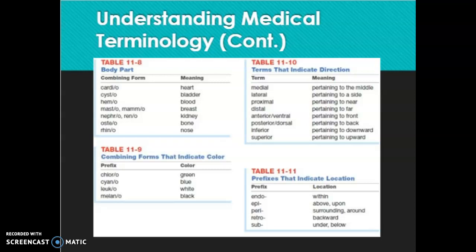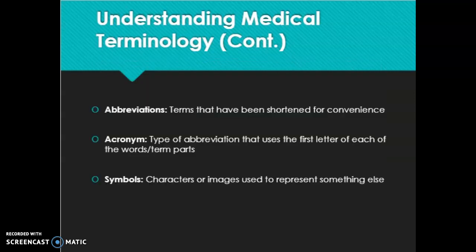Also, endo, again, is from within. Epi is above, so epigastric pain would be pain above my stomach. Peri means around, so there's a pericardial sac, that's the sac around the heart. Retro is backward, and sub is under or below, like sublingual, under your tongue. So once you know these word parts and you know these locations, you have a much better understanding of what's going on and a much clearer way to proceed and to describe patients' symptoms and that kind of thing.